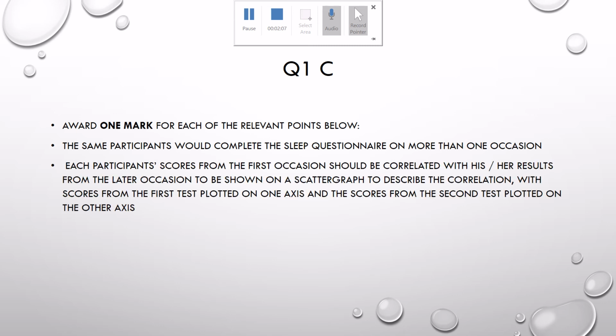You would then mention that each participant's score from the first occasion would then be correlated with the 2nd time that they've completed it on a scatter graph. Okay. And that would be absolutely fine. There's a lot of detail there because it's directly from the mark scheme. But you would mention that they would repeat the sleep questionnaire more than once. They do it 1 week and then they do it another week. They do it at the start of the week and at the end of the week, maybe about a week apart. And then you would check the correlation by plotting their scores on a scatter graph.